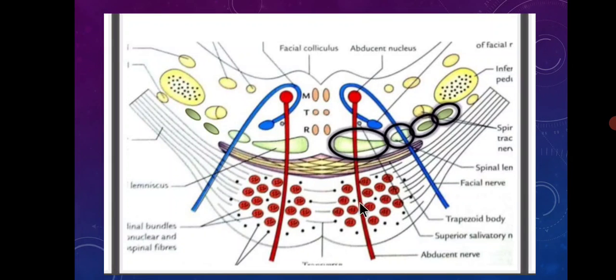The gray matter consists of the abducent nucleus. This red color is the abducent nucleus, which lies in the facial colliculus. You can see the blue winding, this is the facial colliculus. Then this is the motor nucleus of the facial nerve, which lies ventrolateral to the abducent nucleus. The fibers of the facial nerve first wind round the abducent nucleus to form the facial colliculus.